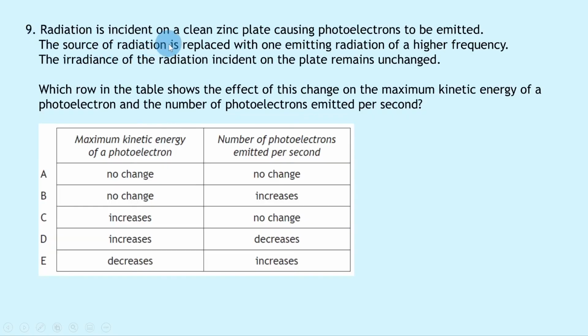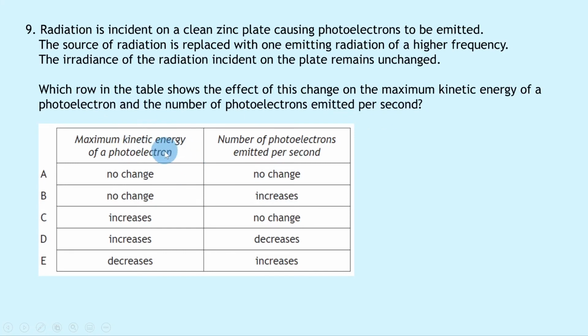Question 9 says radiation is incident on a clean zinc plate, causing photoelectrons to be emitted. The source of radiation is replaced with one emitting radiation of a higher frequency. The irradiance of the radiation incident on the plate remains unchanged. Which row in the table shows the effect of this change on the maximum kinetic energy of a photoelectron and the number of photoelectrons emitted per second?